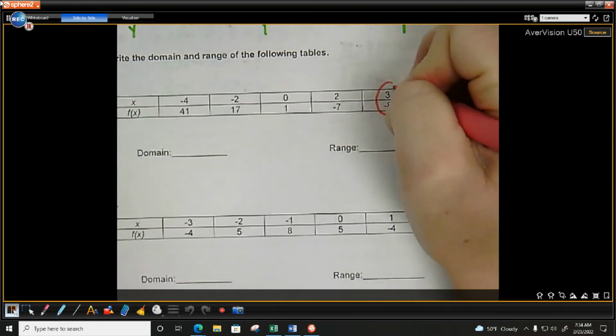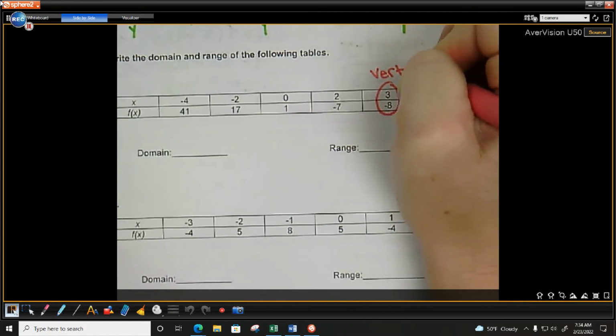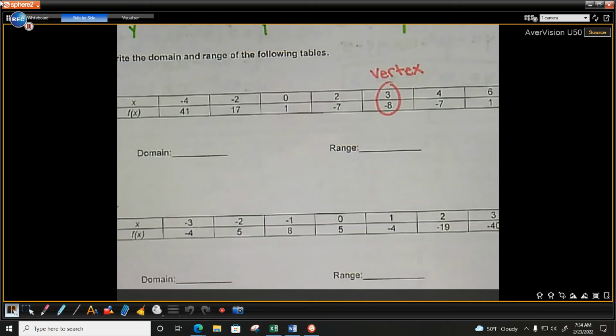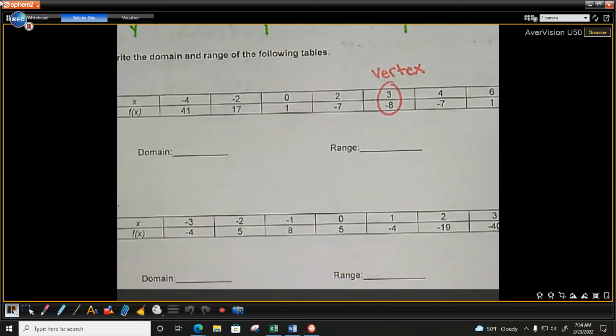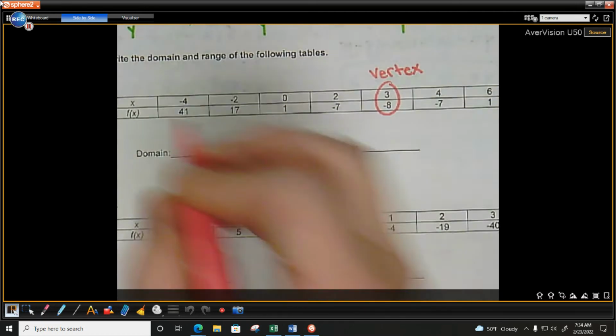If you have a vertex, you are what type of function? What unit are we in? Quadratics. Okay. If I have a table, do I see endpoints? No. So what is my domain for all quadratic functions that don't have endpoints?